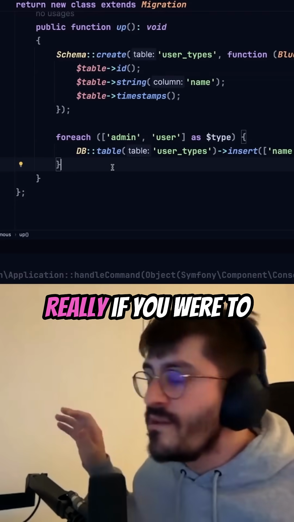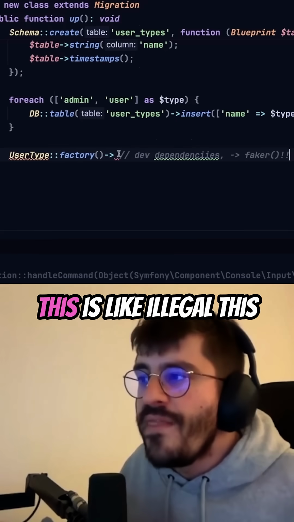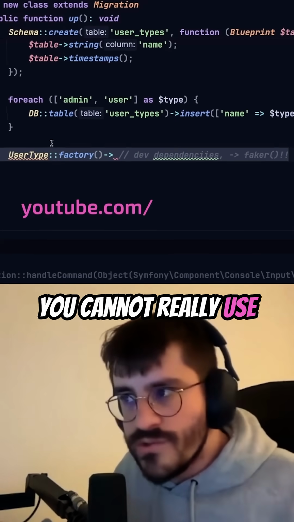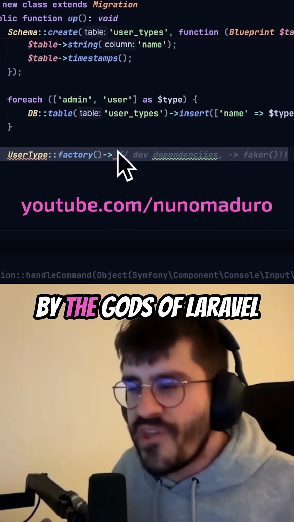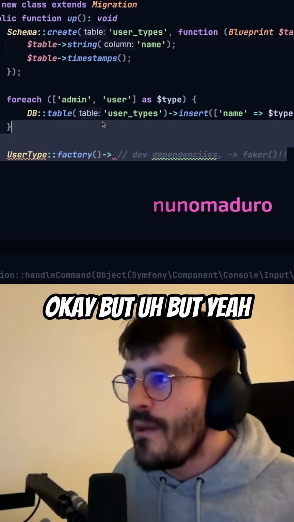Like factories really, if you were to use something like this, this is like illegal. This you cannot really use. This is like forbidden by the gods of Laravel, okay? But yeah.